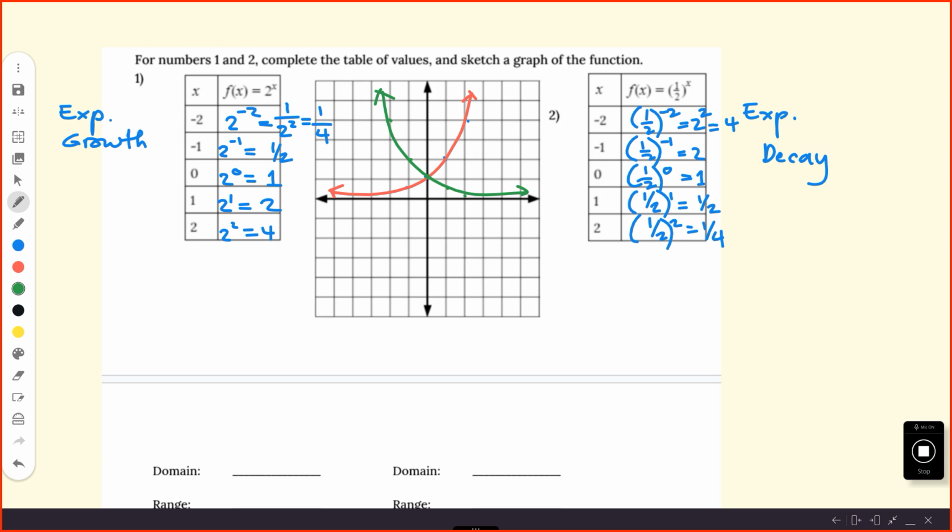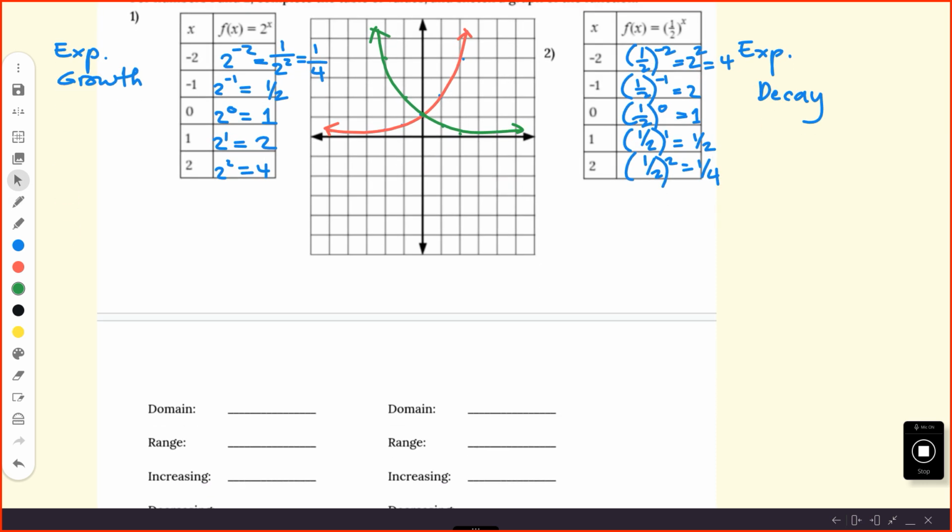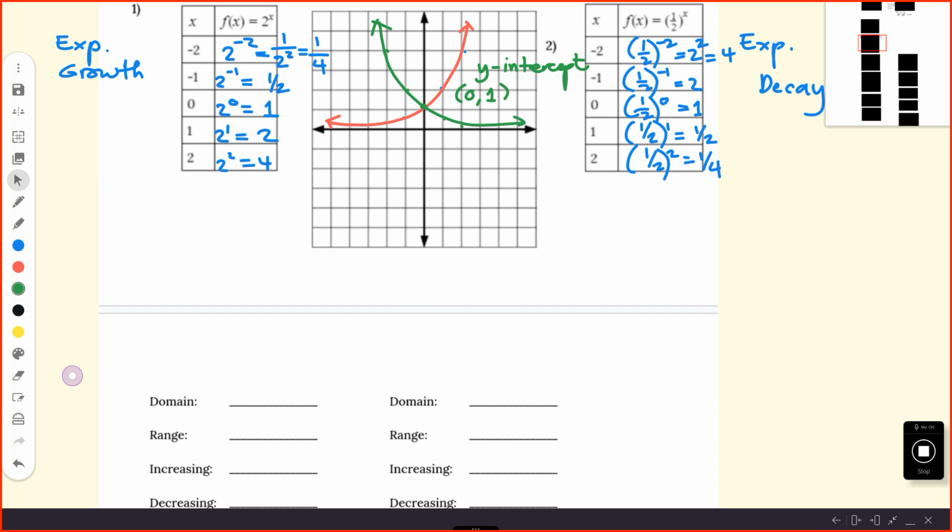Okay. I just put the two graphs in one Cartesian plane so that we can compare the features for the parent exponential growth and the parent exponential decay. All right. So again, our y-intercept here is 0, 1. That's our y-intercept. All right, so let's write the features.